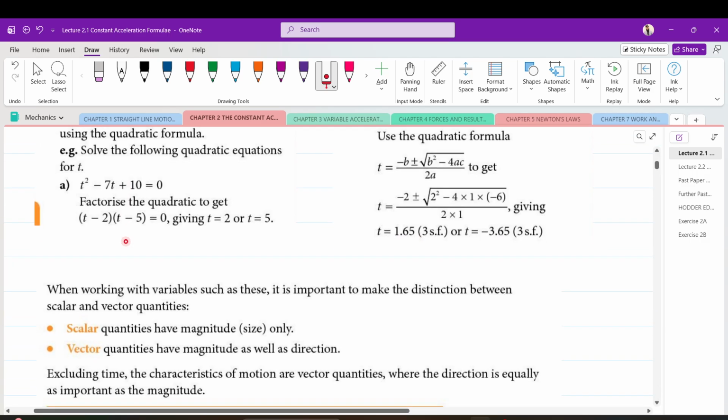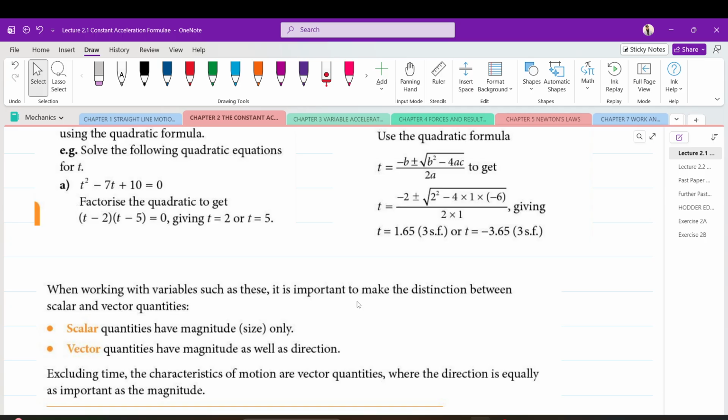All right, now when working with variables such as these, it is important to make a distinction between scalar and vector quantities. Okay, this is the topic that we have already covered in our previous lectures. A scalar quantity only has magnitude, it only has size. Okay, it doesn't care about the direction. We don't really care where the object is moving. Either it is moving towards the right or towards the left, towards north, towards the west, and so on. We don't really care about the direction.